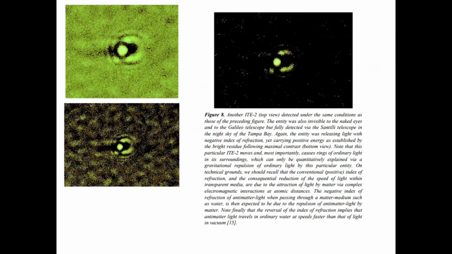And so he comes up with these more images, which he detected. The entity is also invisible to the naked eye and to the ordinary telescope, which he calls the Galileo telescope, but fully detected via the Santilli telescope. So you've got these things which are normally invisible to us moving around in the sky. And I think there's supposed to be a lot of them up there. There's a lot of strange things you see up there when you're using this Santilli telescope.